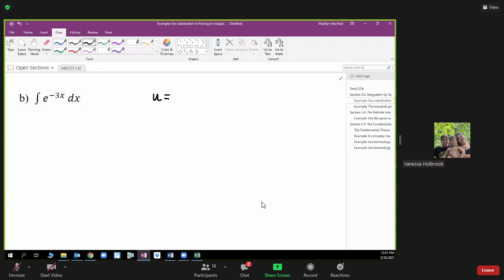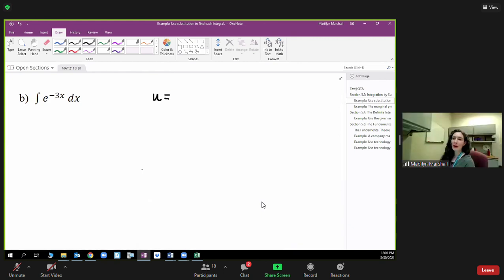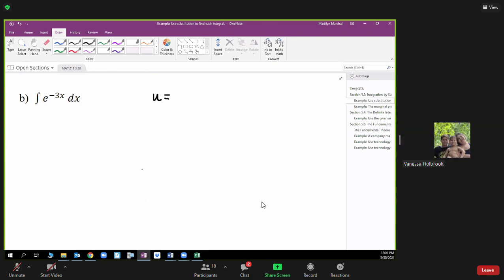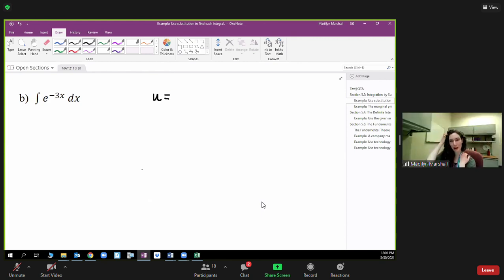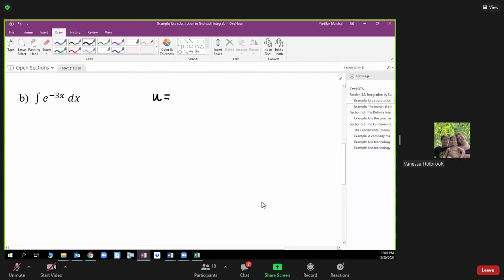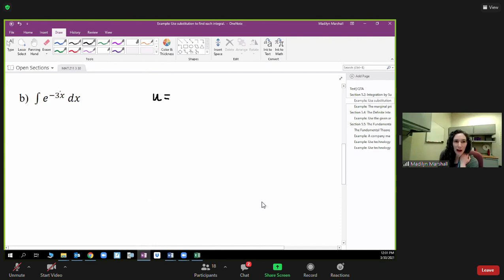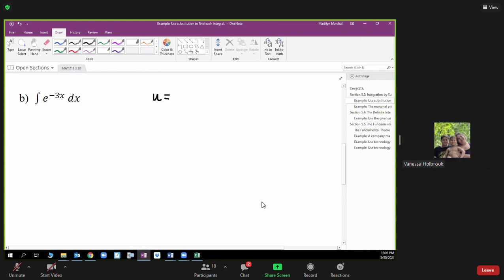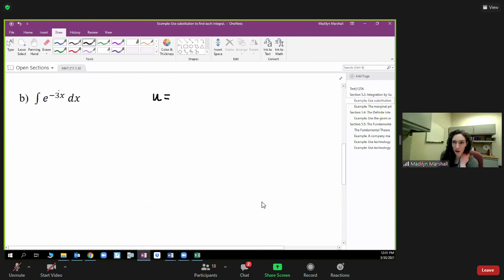Is that u to the -2 divided by -2? So the power rule only works when we have our u as the base and some number in the exponent. Here we have an x in the exponent. So when we have e to a power, just like in the chain rule, if there was stuff in the power with the e, that was always our interior. And that's going to be true here also.